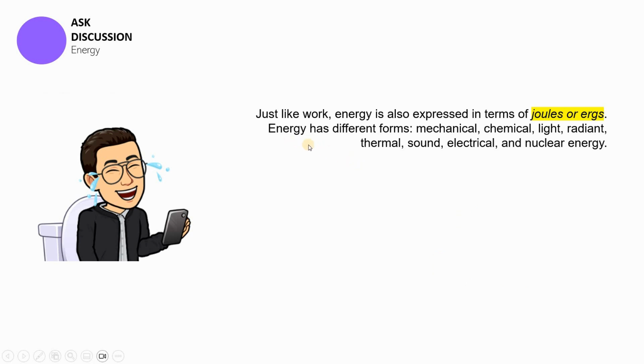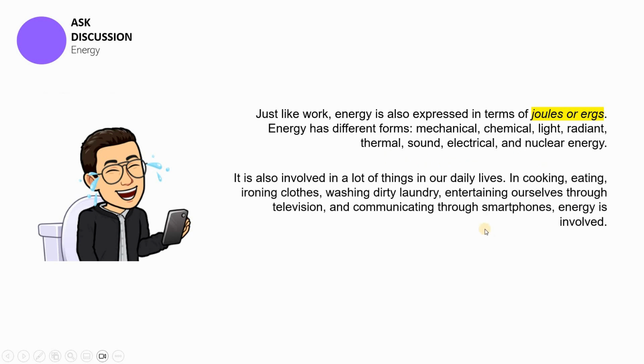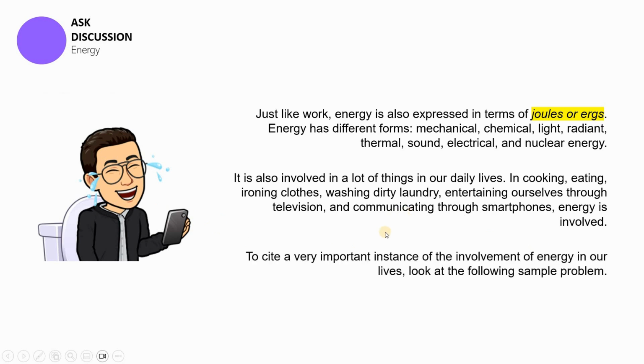Now, energy has different forms. It could be mechanical, it could be chemical, light, radiant from the sun, thermal, sound, electrical, and nuclear. It is also involved in a lot of things in our lives, such as in cooking, in eating, in ironing clothes, in washing dirty laundry, in entertaining ourselves through television, and communicating through smartphones. So, in all of these activities, energy is involved. Now, to cite a very important instance of the involvement of energy in our lives, let us look at the problem that will follow immediately.